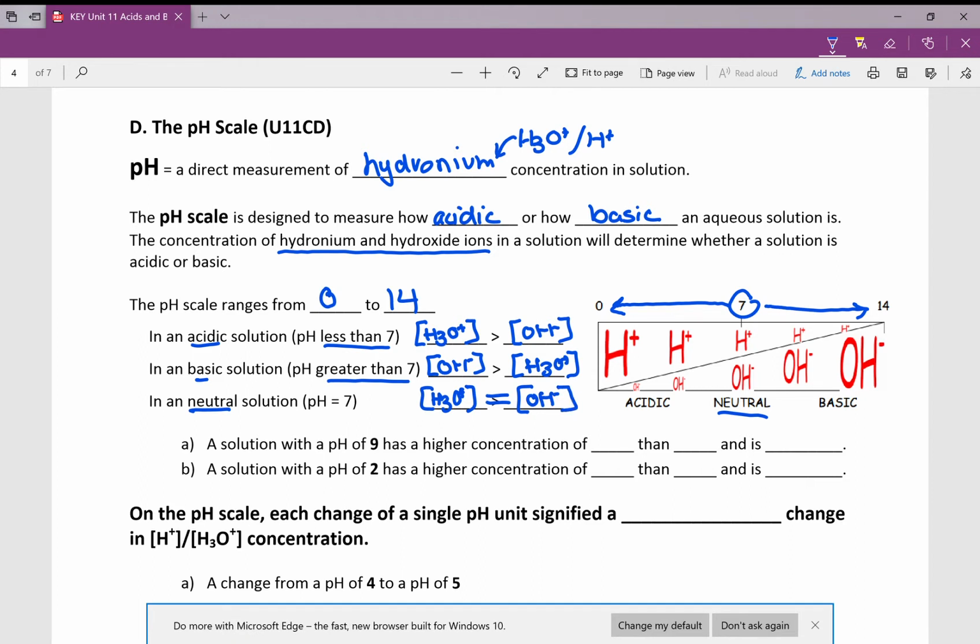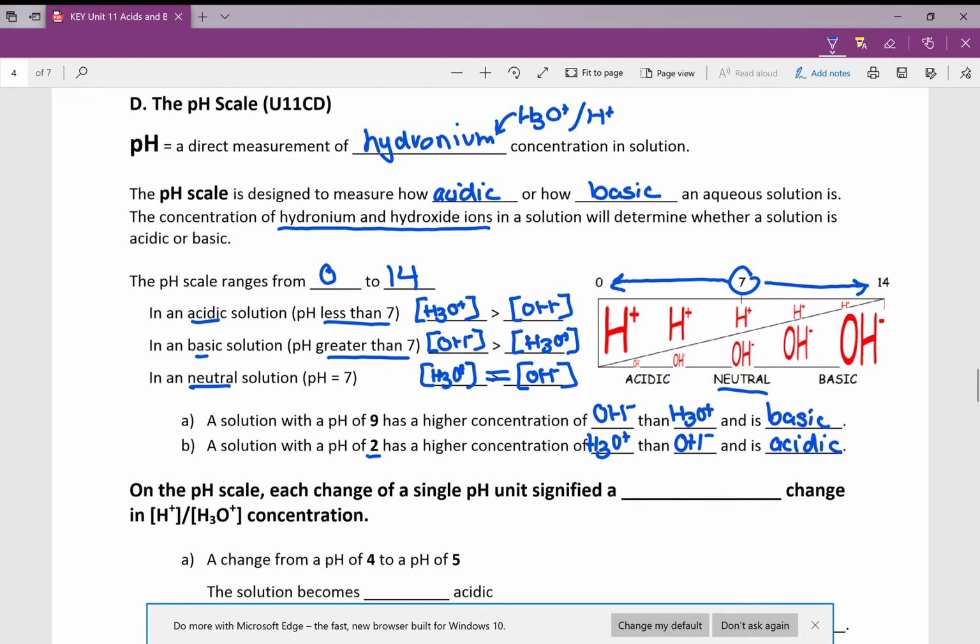So if you have a solution that has a pH of 9, we would know that it has a higher concentration of hydroxide than hydronium. So we know that it would be basic if it has that pH of 9. However, if it has a pH of 2 and we know it's acidic, the hydronium ion concentration would be higher than the hydroxide, and that's what gives it its acidic properties.